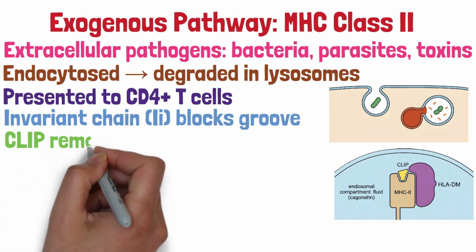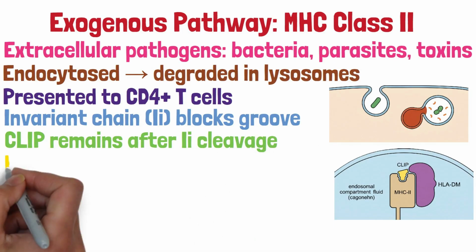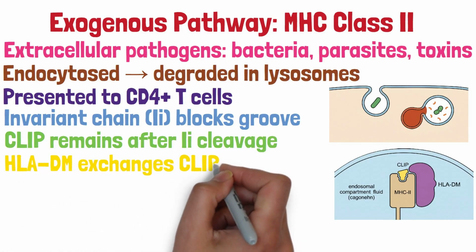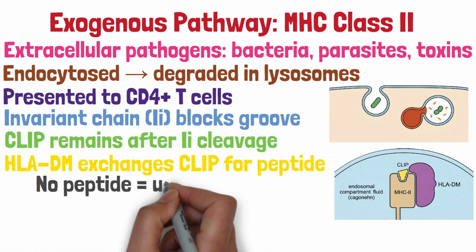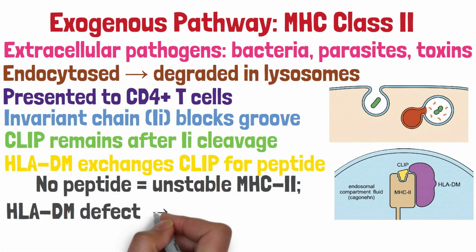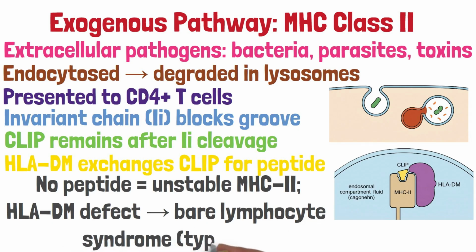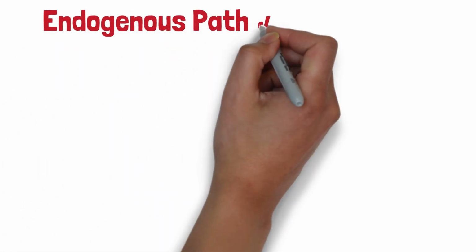Once Ii is cleaved, a small fragment called CLIP is left sitting in that groove, which is why HLA-DM has to step in next, catalyzing the exchange of CLIP for a proper antigen-derived peptide. And this step is essential. Without a peptide, MHC-II is unstable and gets degraded, which is why a defect in HLA-DM causes bare lymphocyte syndrome, type 2. So that's how the outside world gets flagged to CD4 cells.